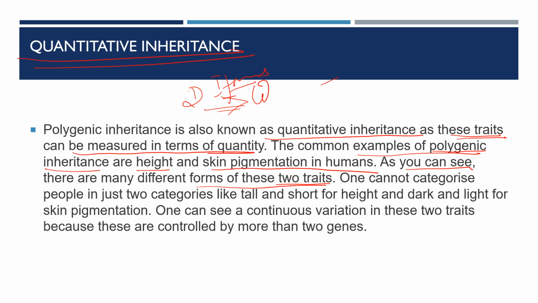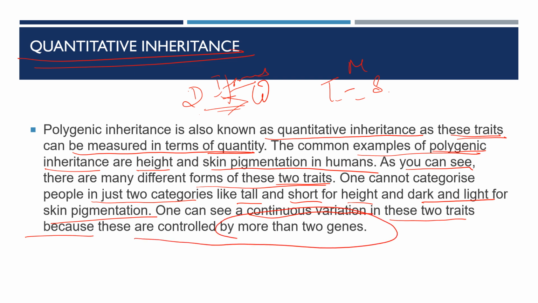You do not have only a tall person and a short person. You have many medium height persons as well. So there are many other forms as well. One cannot categorize people in just two categories of tall and short for height, or dark and light for skin pigmentation. One can see continuous variation in these two traits because they are controlled by more than two genes. So this is what is happening.